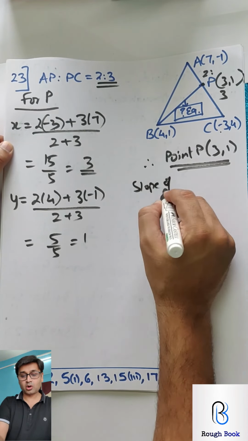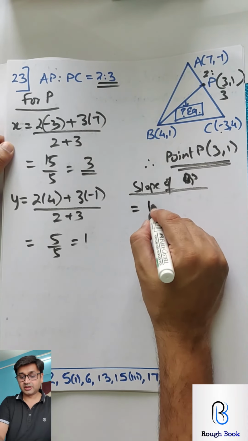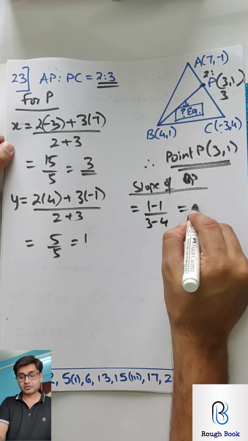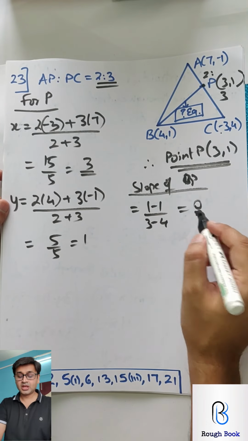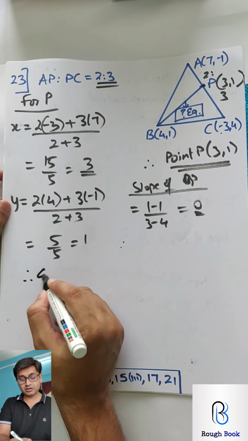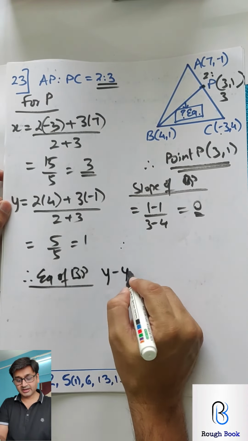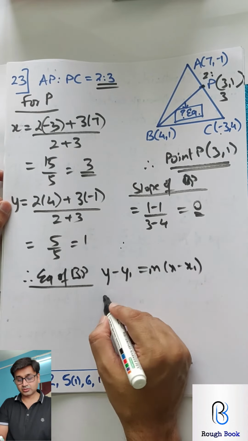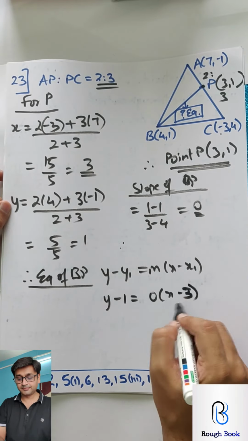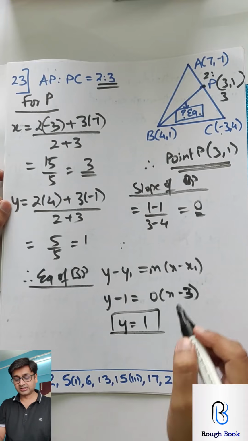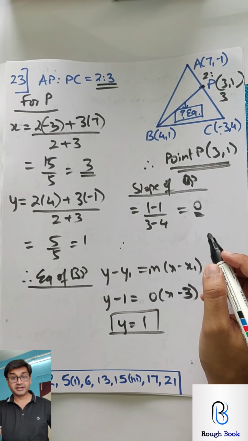Once I got this point P as 3 comma 1, find the slope. So the slope of BP: y2 minus y1, I am taking 1 minus 1 over 3 minus 4, so 0. That means this is going to be parallel to the x-axis. So the slope is 0. Therefore the equation of BP: y minus y1 equals m times x minus x1. So y minus 1 equals 0 into x minus 3. Anything into 0 is 0, and 1 goes on the other side. So the equation should be y is equal to 1. I don't want the last sum to go wrong, and it is correct.